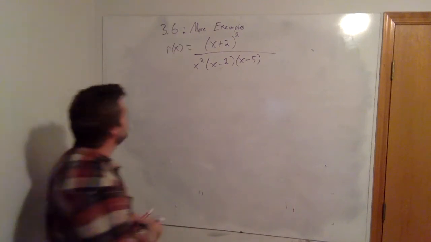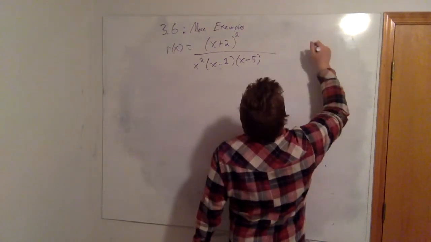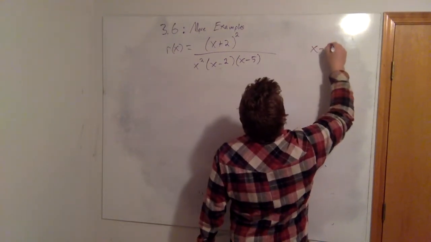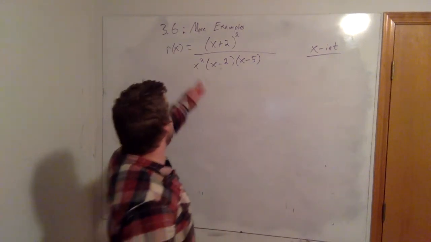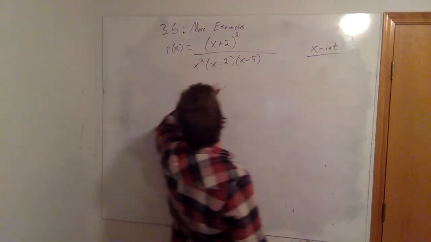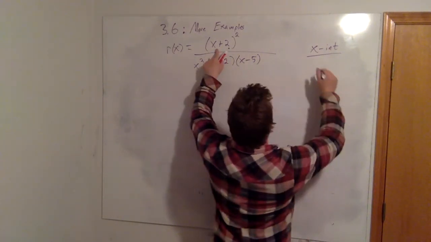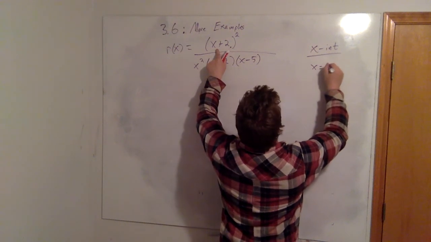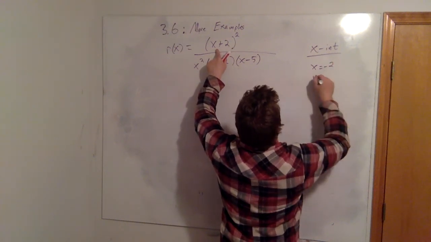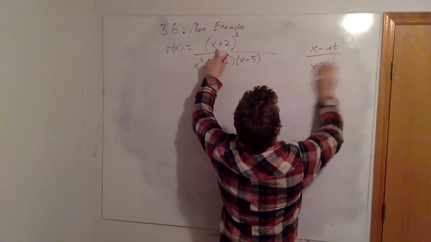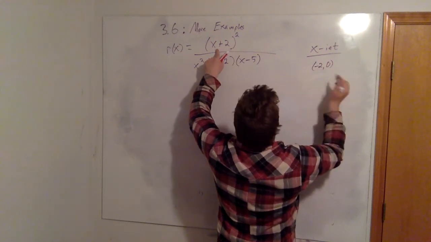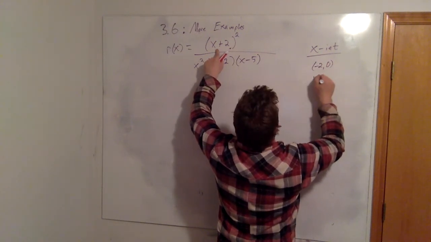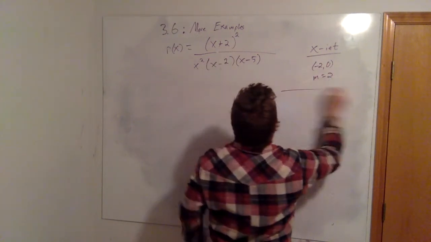Okay, let's do it. Let's write down our x-intercepts. Our x-intercepts happen when values of x make the output 0, so that's when the numerator will be 0. So x equals -2 will be our x-intercept, or I can write it as (-2, 0), and it has a multiplicity of 2.